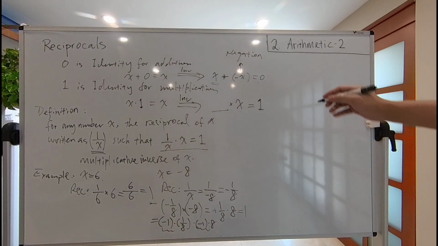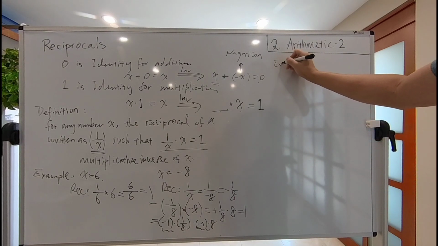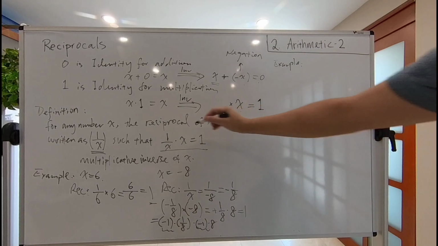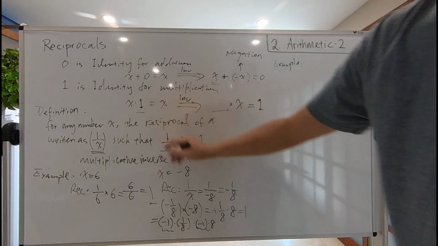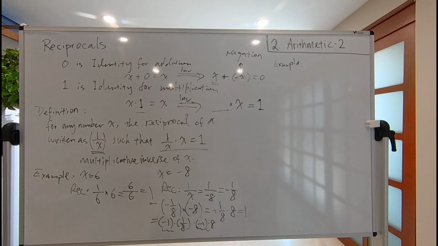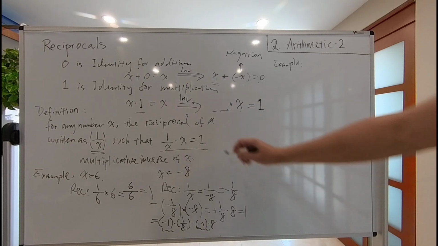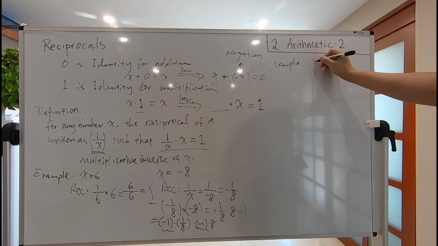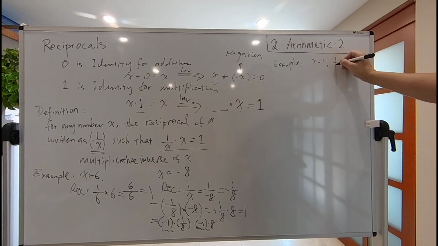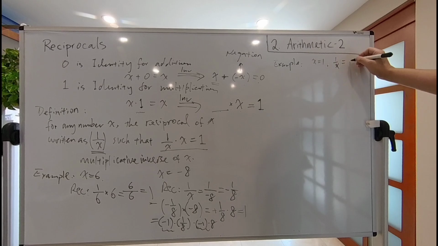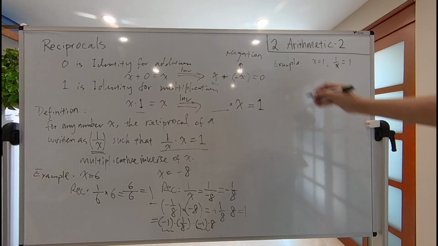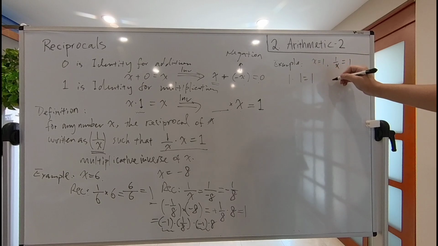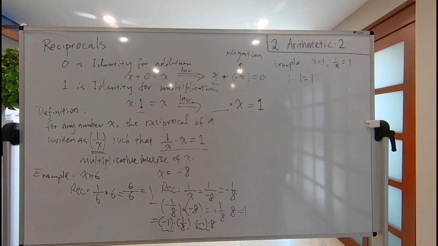Now we have a special case. Let's see another example. You can see that the number 1 seems to be a special case in terms of the identity for the multiplication operation, or in terms of the reciprocal. Obviously, if x equals 1, then 1 over x also equals 1, so 1 times 1 equals 1, which means 1 is the reciprocal of itself.